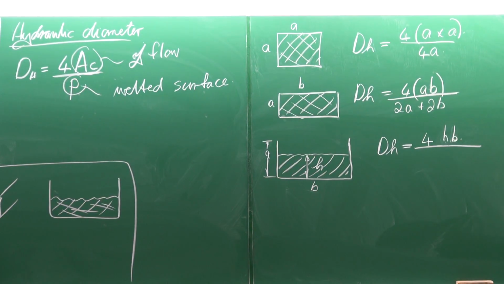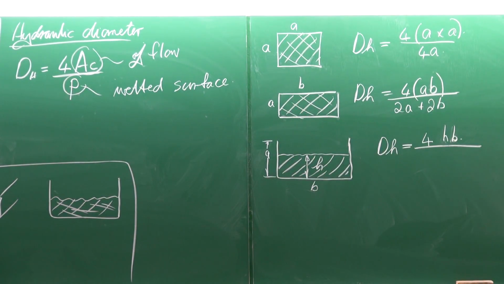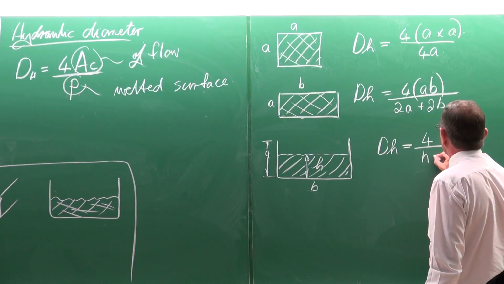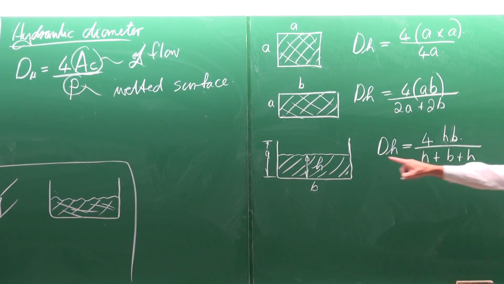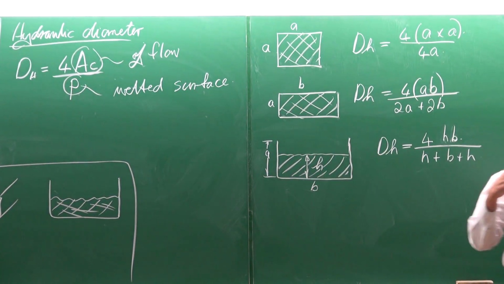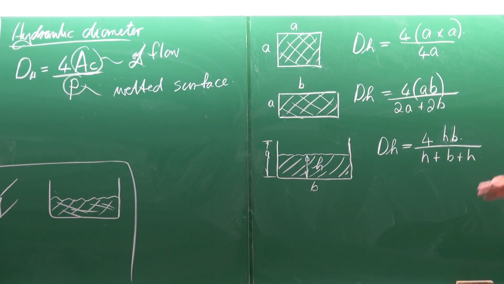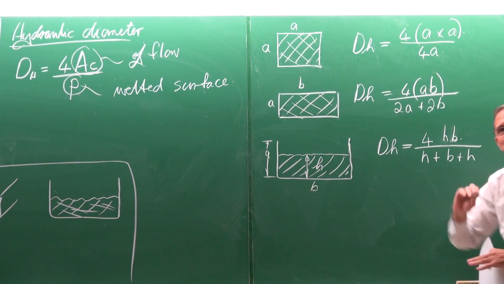Because it is the cross-sectional area of the flow divided by the wetted perimeter, and the wetted perimeter is now H plus B plus H. Because this surface there doesn't touch any of the perimeters. You happy with that? Not that we're really going to use this much. Normally you'll get this a lot in civil engineering, not that much in mechanical engineering. We prefer all our tubes to be full and not half full.